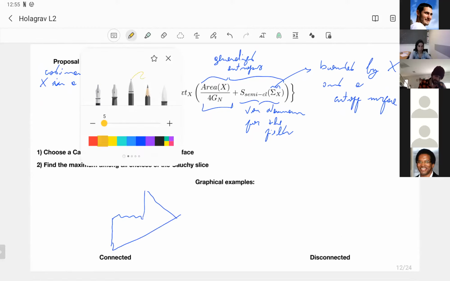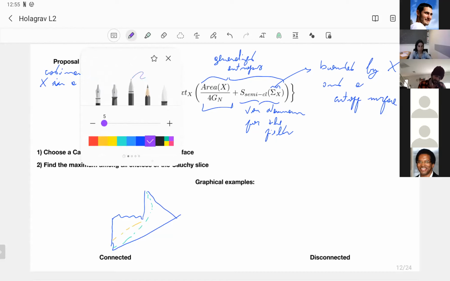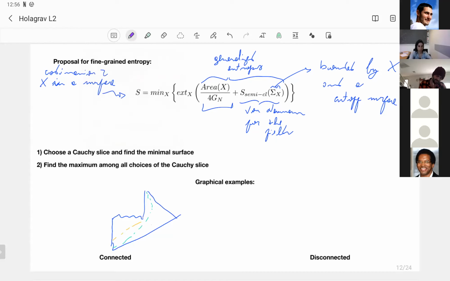You will have the horizon. You will have a cutoff surface somewhere. And then, for example, you can have this situation where this is the position of the quantum extremal surface, and this is what I call sigma x.